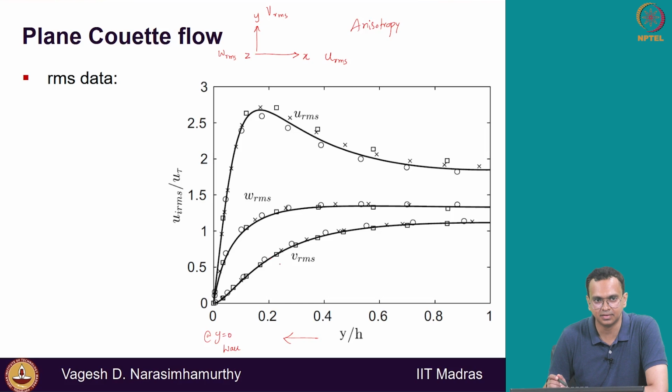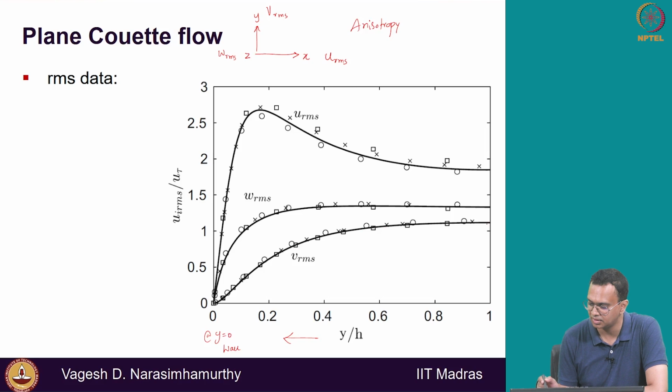Look at the way the data is damping. You are approaching the wall, y is tending to 0, and the graph starts to damp, that means the URMS starts to damp. Similarly, the WRMS, that is out of plane, and VRMS are also damping. Are they all damping at the same rate? No. Is there one which is damping much ahead of the other two? Which is that one? URMS? No. VRMS. See, the VRMS starts to damp much ahead.